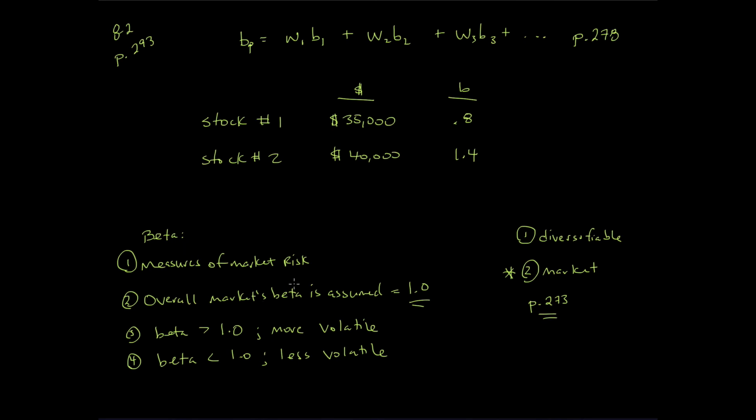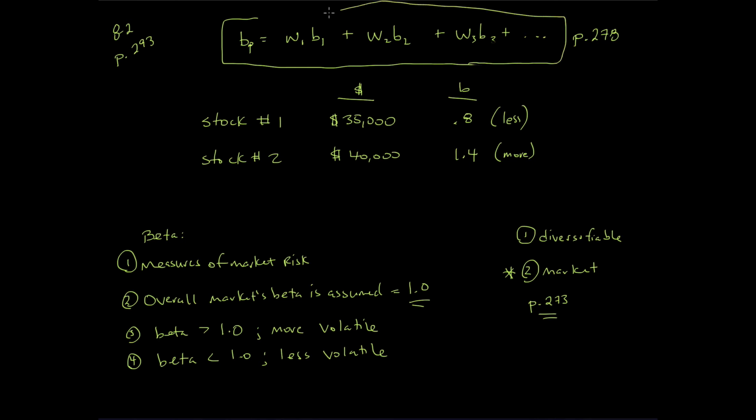In this problem, if we look at our stocks here, we see that stock number 1 has a beta of 0.8. So stock number 1 is less volatile than the market. Stock 2 has a beta of 1.4. So stock 2 would be considered a little bit more volatile than the market. The problem asks us to calculate portfolio beta. And I have put the formula up top here. And that formula is on page 278 if you need to refer back to it.